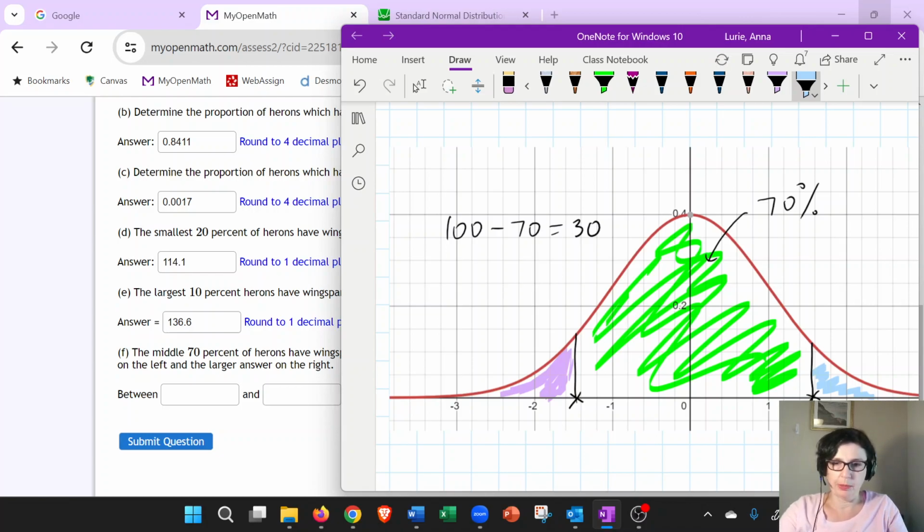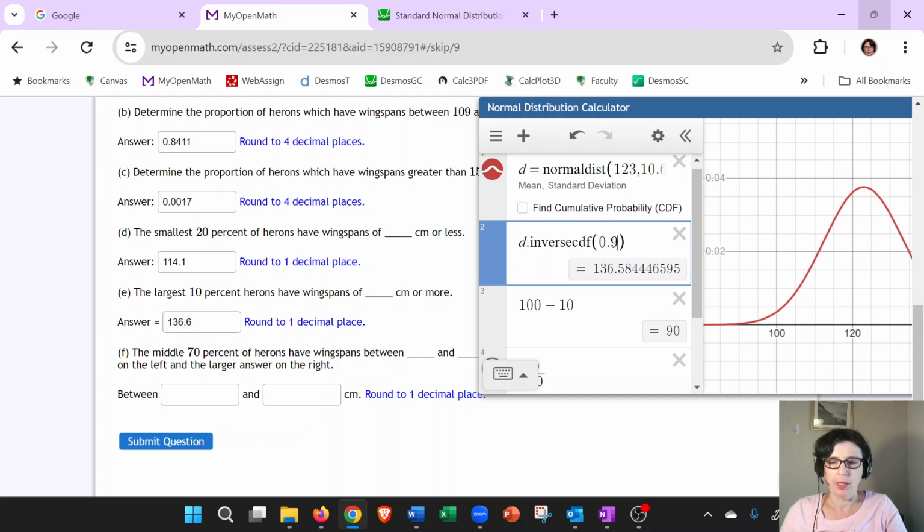But I only want one tail, because inverse says, give me the area to the left of me. And to the left here, the area would not be 30, because you've got to divide it by 2, right? So you're going to divide it by 2, and then that's going to be 15%. So if this is 15%, and this is also 15%, then the total will be 100, right? 15, 70, 15. So to find the first cutoff, we want to look up 15% in our calculator. But again, 15% will not be 15, it's going to be 0.15. So that's going to be my left bound. So that's 112.0, I guess.